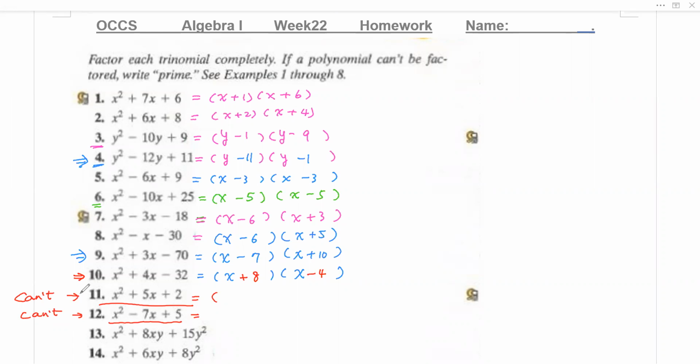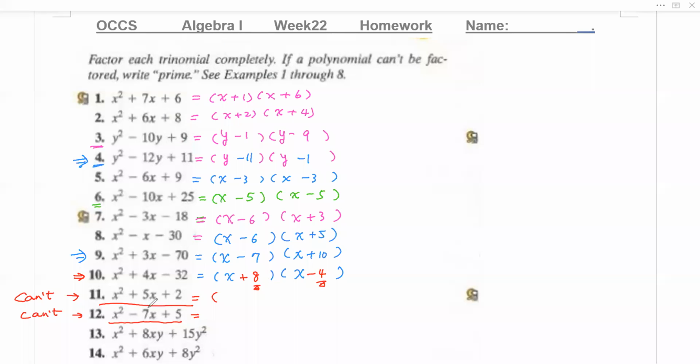Both cannot be factored right now, right? Based on our current knowledge. Yeah, they're prime. Yep, they are prime, but in the near future we can. So right now we cannot factor them into whole numbers. But in the near future, we can factor into decimals, fractions, and imaginary numbers.